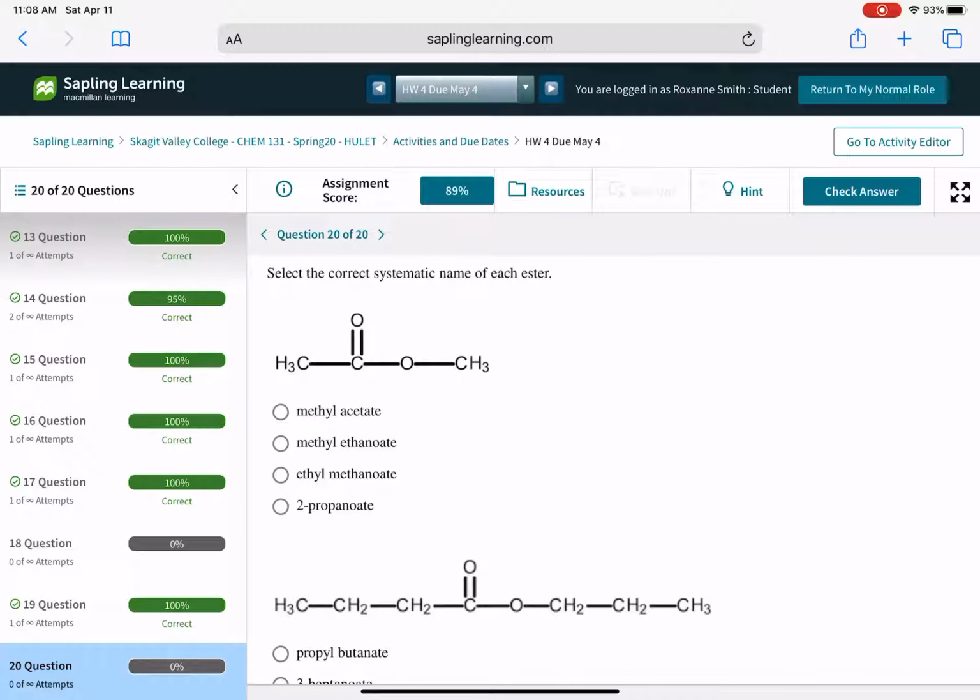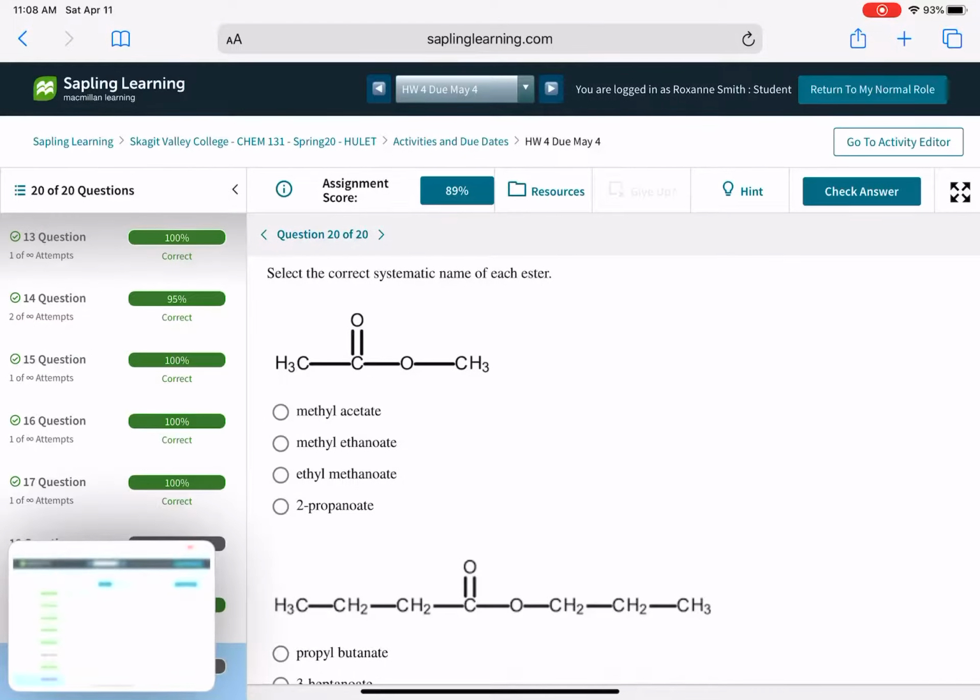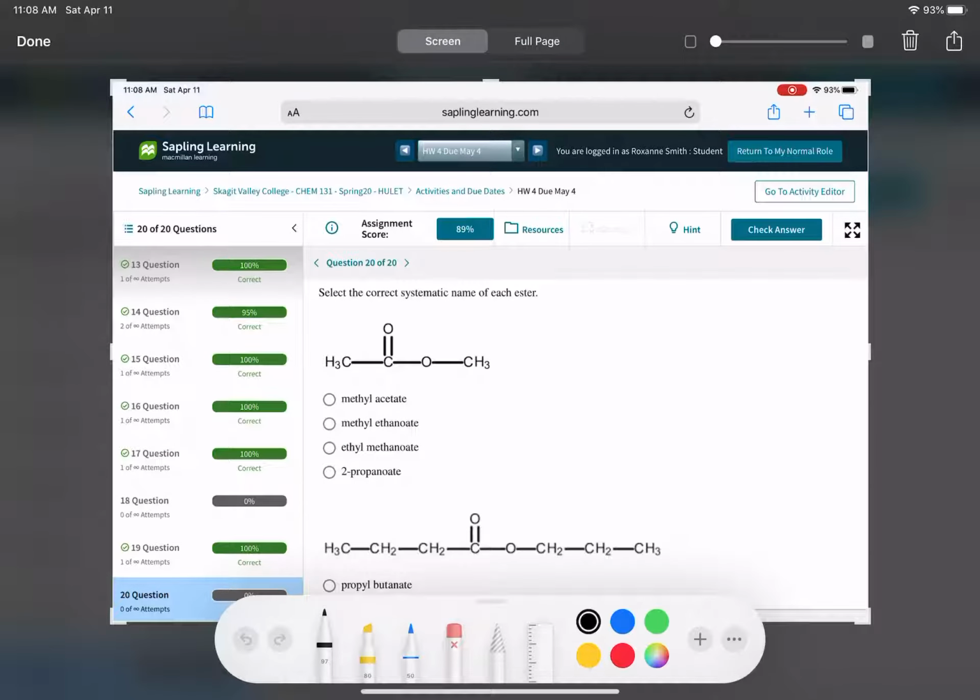Here is one where we are choosing the correct name. So I'm going to do a screenshot of this. Let's try to do this as logically as possible. When we're looking at an ester, remember the beginning of the ester's name is going to be coming from the OR group. That's 1 carbon, which means that it is methyl. So this ester's name is going to start with methyl. So we can cross off 2 of those right there.